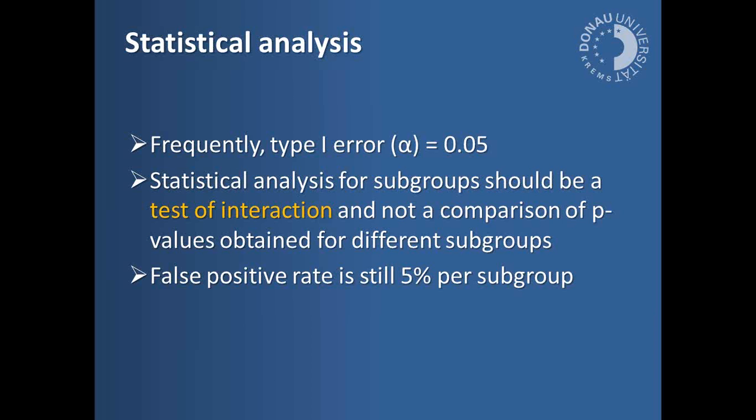For the statistical analysis of subgroups, you should not compare the p-values you obtain for the different subgroups. You should do a test of interaction. And you have to note that the false positive rate is obviously still 5% per subgroup.